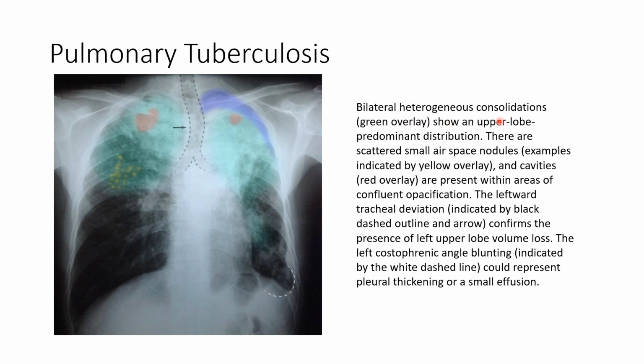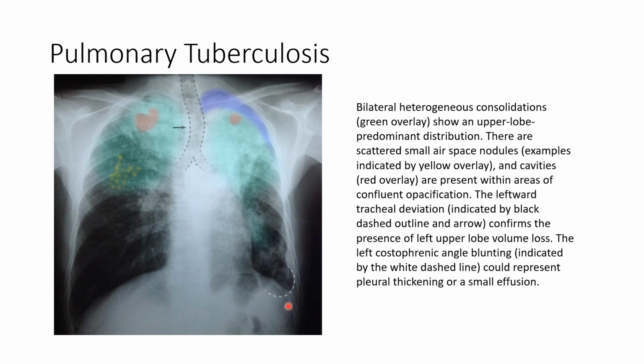Bilateral heterogeneous consolidations (green overlay) show an upper lobe predominant distribution. There are scattered small airspace nodules, examples indicated by yellow overlay, and cavities (red overlay) are present within areas of confluent opacification. The leftward tracheal deviation, indicated by black arrow and dashed outline, confirms the presence of left upper lobe volume loss.